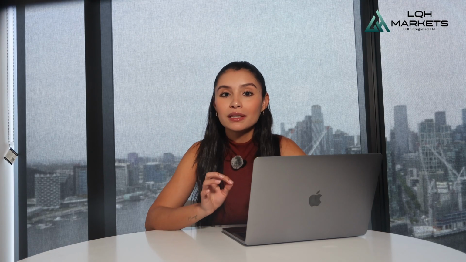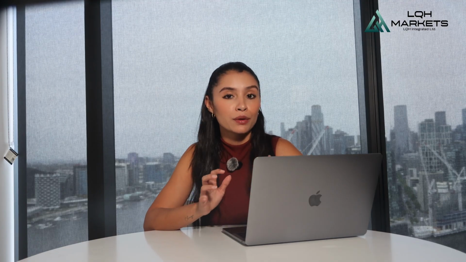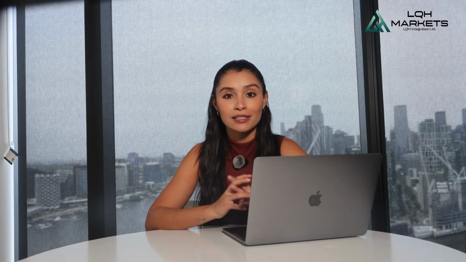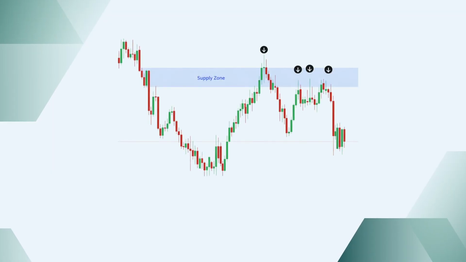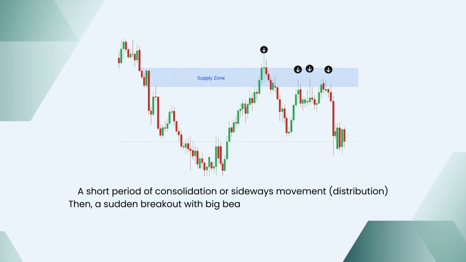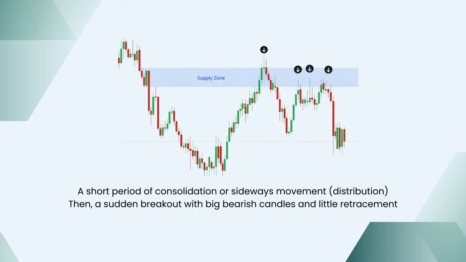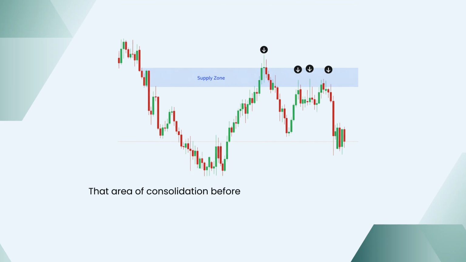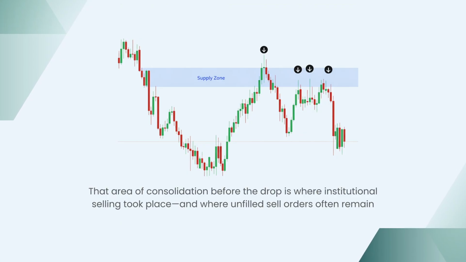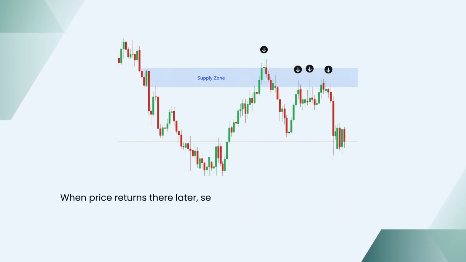A supply zone typically forms right before a strong bearish move, when large institutions unload positions and drive price lower. The basic pattern looks like this: a short period of consolidation or sideways movement, distribution, then a sudden breakout with big bearish candles and a little retracement. That area of consolidation before the drop is where institutional selling took place, and where unfilled sell orders often remain. When price returns there later, sellers reappear and price tends to fall again.